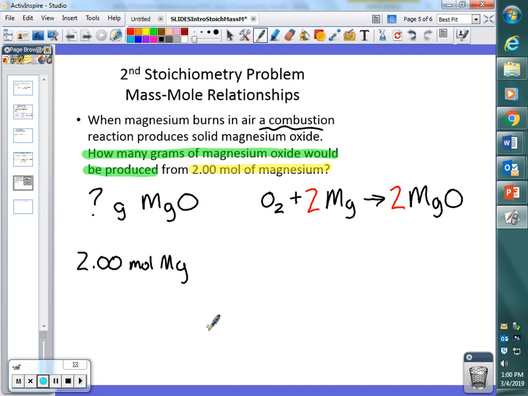Okay, here's where this problem gets a little bit different than what we did before. Stoichiometry problems are conversion problems. They get rid of bad units, leave us with good units. We'll use a fraction bar. We can put this over 1 if we want. What unit has to go on the bottom of this conversion factor? Moles of magnesium has to go on the bottom here.